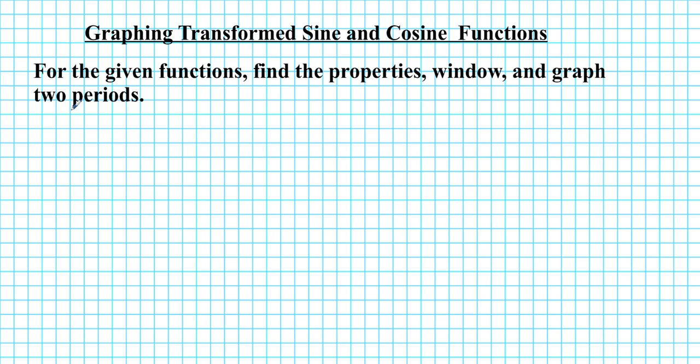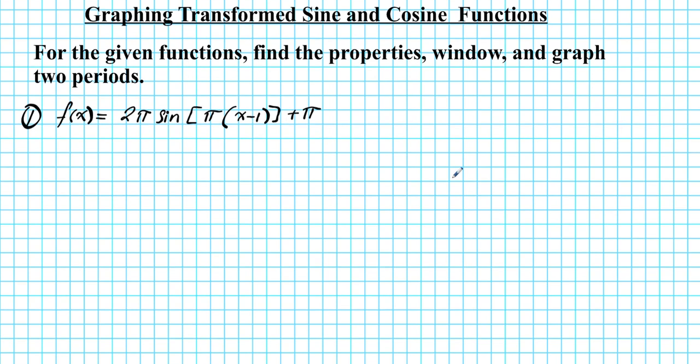of the function. For number one, we're going to be graphing the function f of x equals 2 pi sine pi times (x minus 1) plus pi. Okay, so let's go ahead and write down the properties first. That's what we're going to use to generate the graph of our function. So properties.